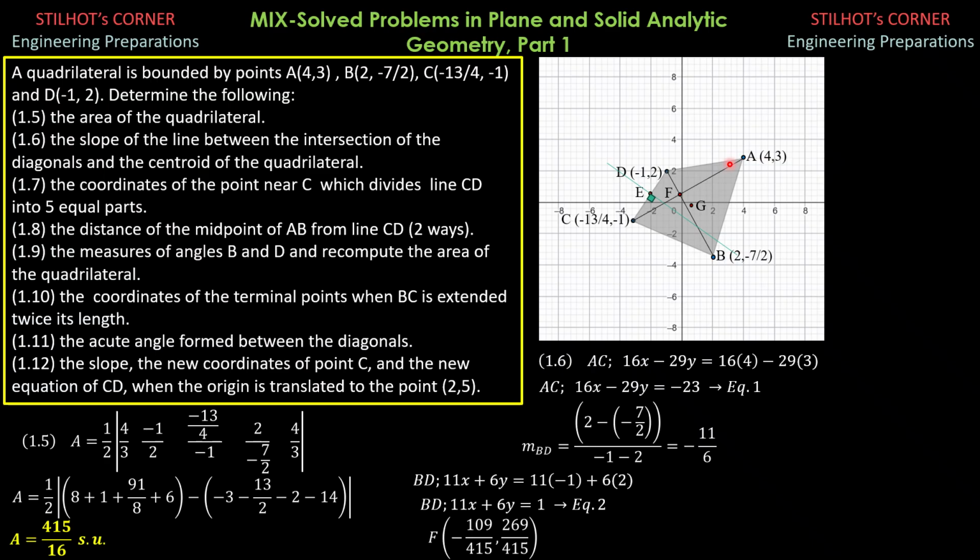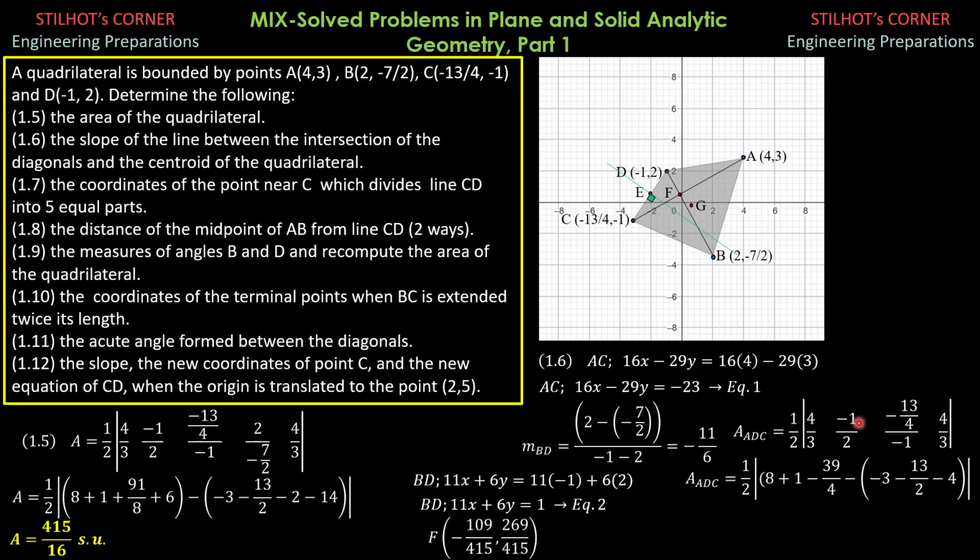We need the centroid of triangle ADC and the centroid of triangle ACB. But before the centroid, we need the area of ADC. So area of ADC beginning at 4, 3. So 4, 3, then negative 1 comma 2, then negative 13 over 4, negative 1, then back to the first point, 4, 3. So area is 1/2 of quantity 8 plus 1 plus negative 39 over 4, then minus quantity negative 3, negative 13 halves, then negative 4, negative 1 times 4, negative 4. So area of ADC is equal to 51 over 8 square units.